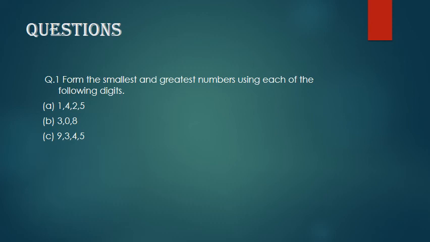Now children, for the second one, you need to take care because a 0 is given. The digits given are 3, 0, 8. While forming the smallest number, you need to take care of the 0 by putting it at the second place. Now the third one is 9, 3, 4, 5. You need to find the smallest and the greatest number. Thank you children.